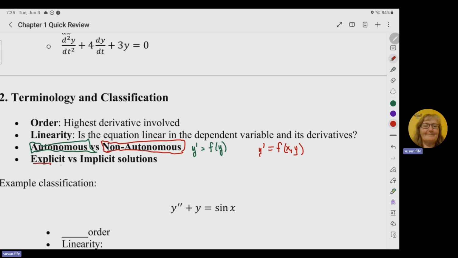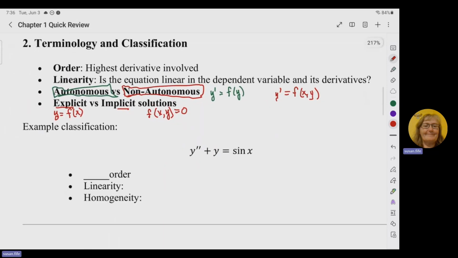And then explicit versus implicit solutions. An explicit solution means that you could solve y as a function of x, or you can solve for the dependent variable as a function of the independent variable. And then an implicit solution means that you don't have the equation solved for y. So you have a function of x and y equals 0 or equals a constant, is how you would write an implicit solution.